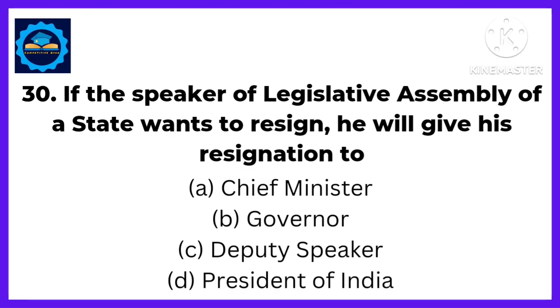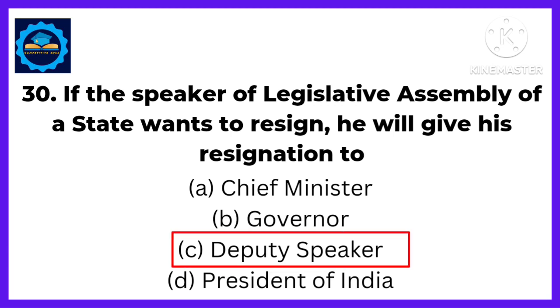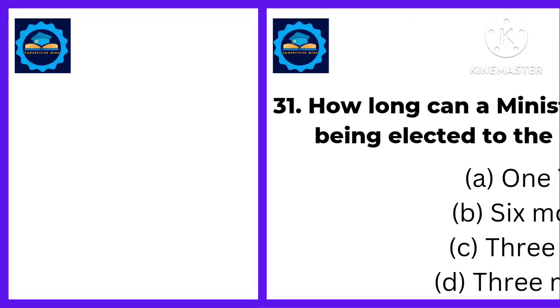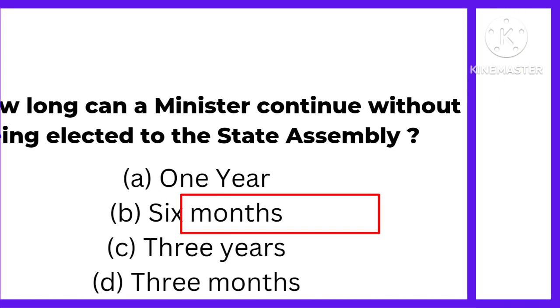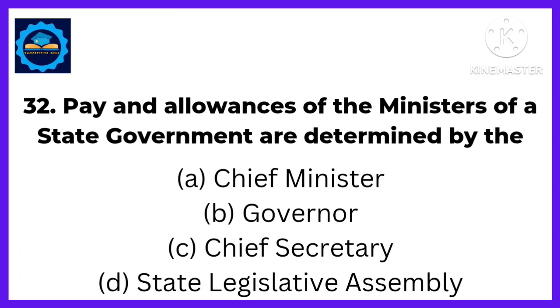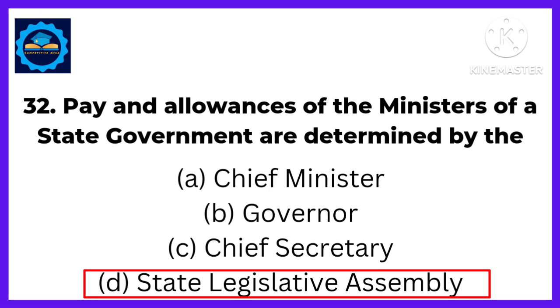Next, if the Speaker of Legislative Assembly of a state wants to resign, he will give his resignation to. Answer: Deputy Speaker. Next, how long can a minister continue without being elected to the State Assembly? Answer: 6 months. Next, pay and allowances of the ministers of a state government is determined by. Answer: Is determined by the State Legislative Assembly.